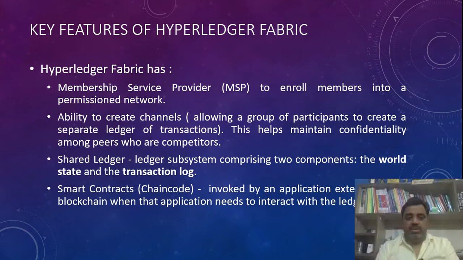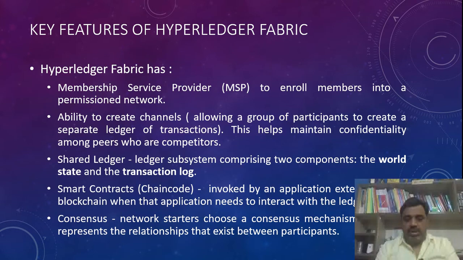Then we have something called chaincode, which is similar to smart contracts. These are invoked by an app external to the blockchain, when that application needs to interact with the ledger. So whenever any peer needs to interact, he will invoke a chaincode to have an interaction with the ledger.